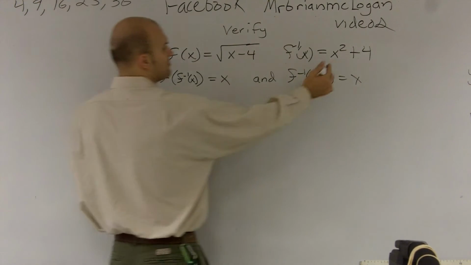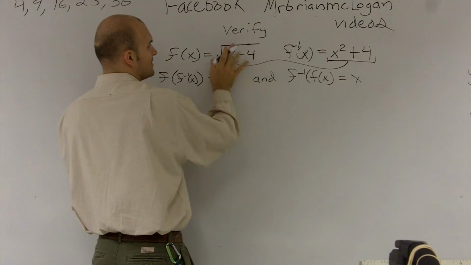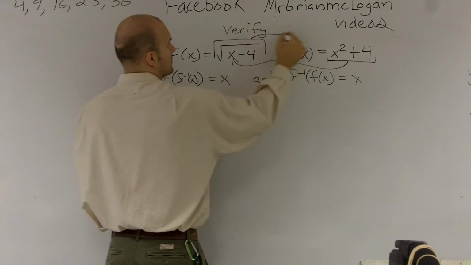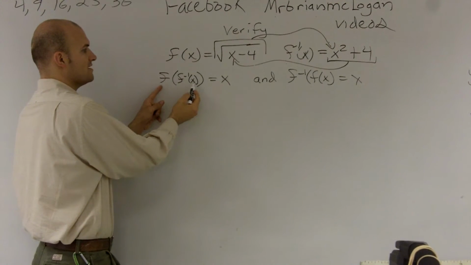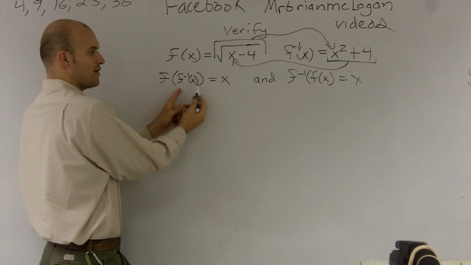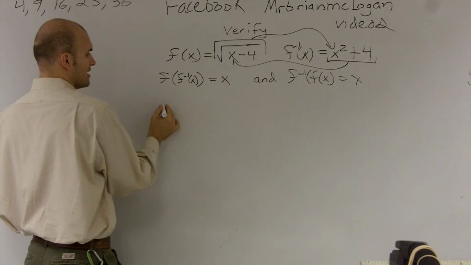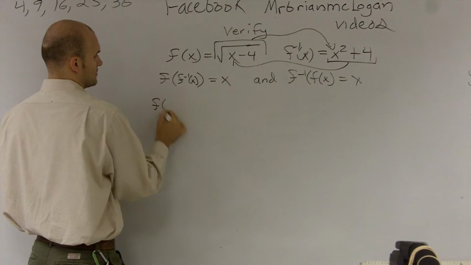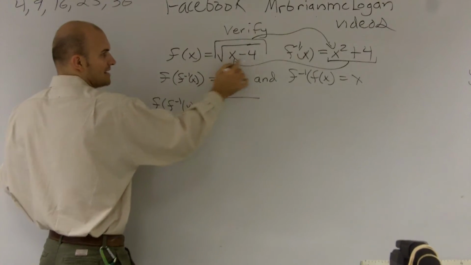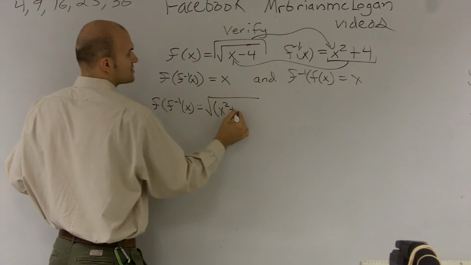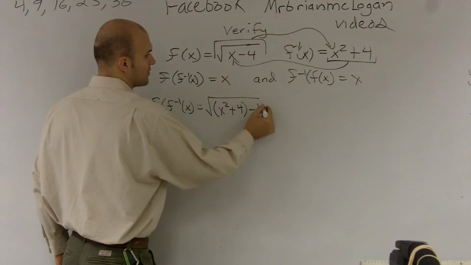So what I need to do is plug this function in for x, and then I'm going to have to plug this function in for x. So let's first do this one. This says f of f inverse. Therefore, I'm going to plug in this function in for f of x. So I write square root, equals the square root. Instead of writing x, I'm going to write x squared plus 4. The reason being because that is f inverse of x. Then minus 4.